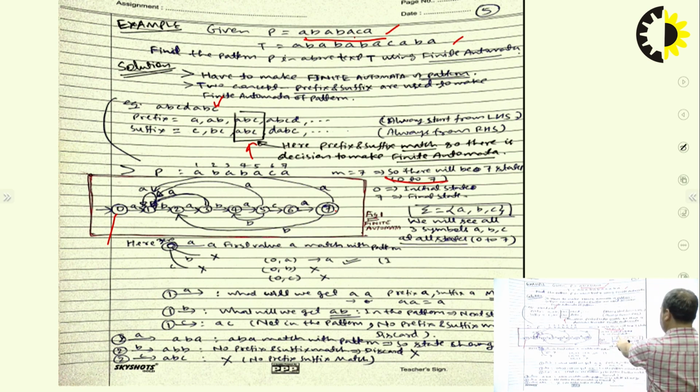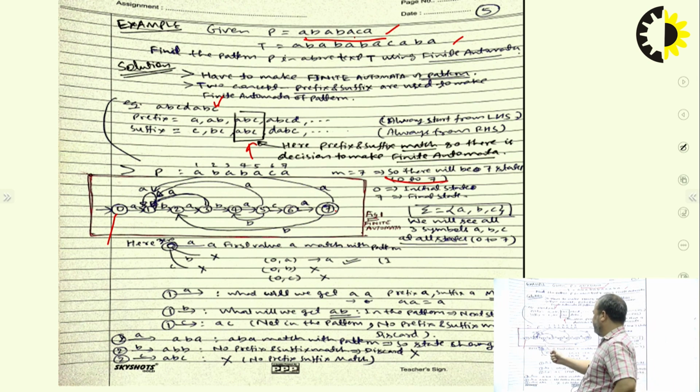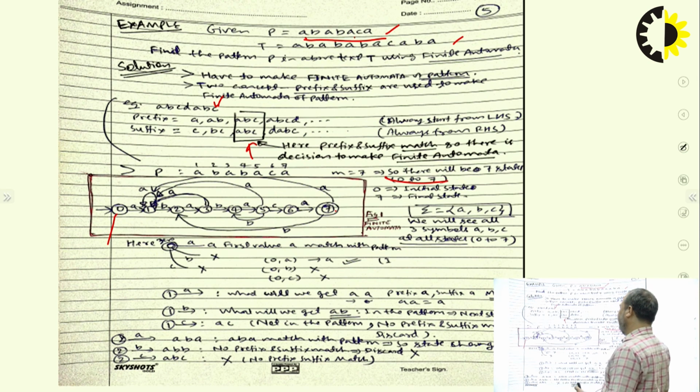There will be state 0 as the initial state and 7 as the final state. We will see all 3 symbols, A, B, C, at all states. From state 0, if we put A, the first value A matches the pattern, so we change the state, and that's why it becomes 1. From 0 with B, there is no match. From 0 with C, there is nowhere to go. So no state will be changed.